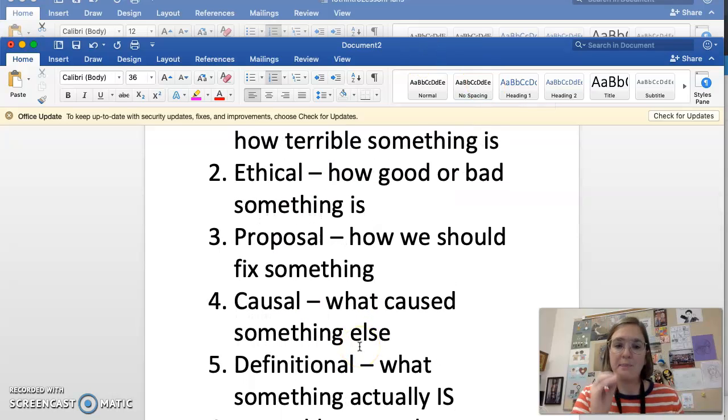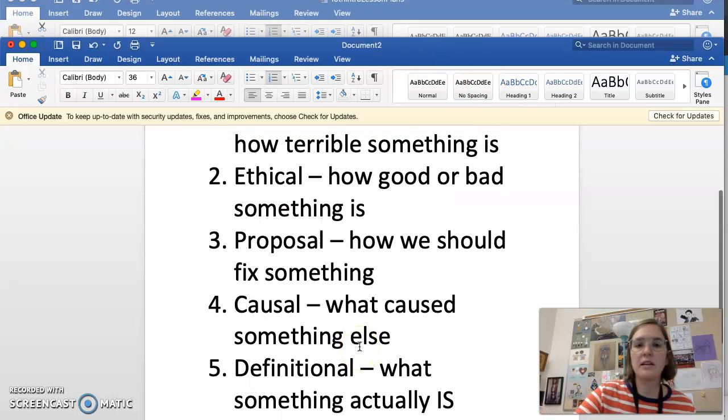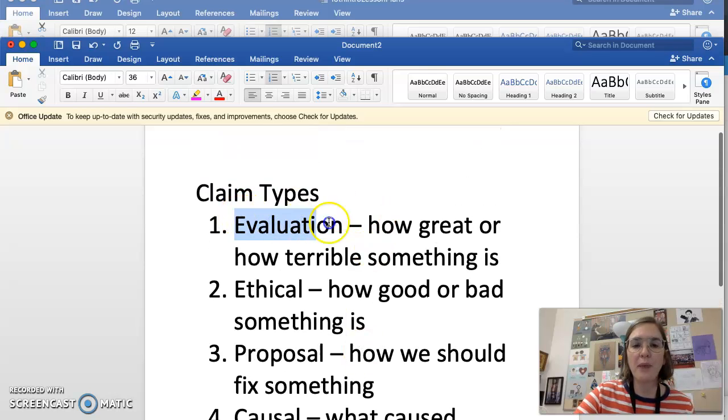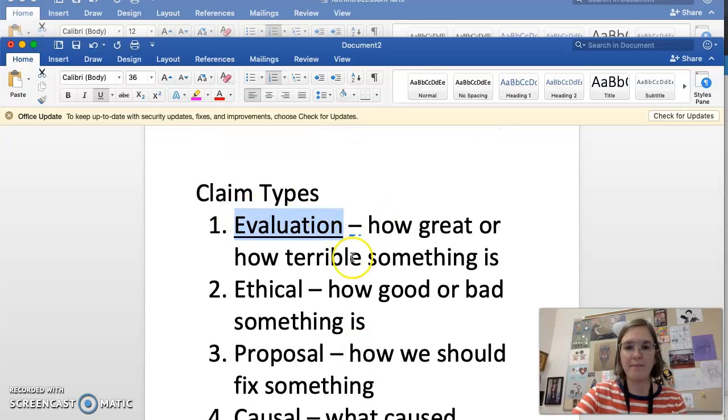So the reason that it helps to know these different claim types is that we can then identify how a writer is piecing together an argument. For example, if the writer is making an evaluation claim, we know that that writer is going to be using certain criteria to determine how great or how terrible something is. So we will go to that argument and we will pick apart the different criteria and we'll say, look, this writer is saying that it meets all of these criteria, step 1, step 2, step 3, step 4, and so that equals a certain evaluation.